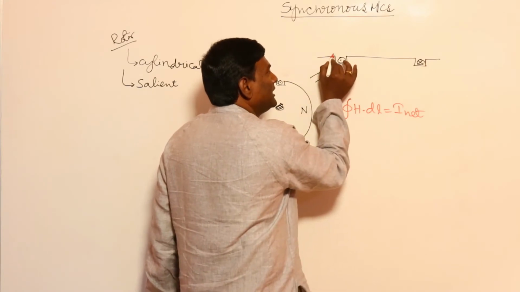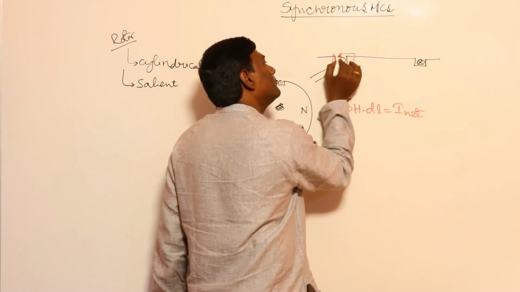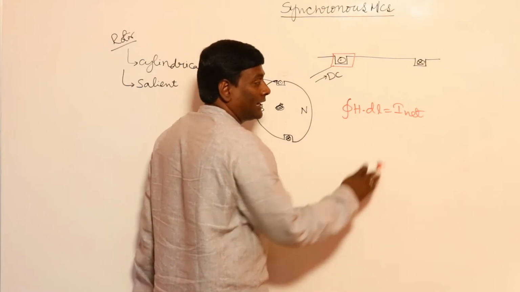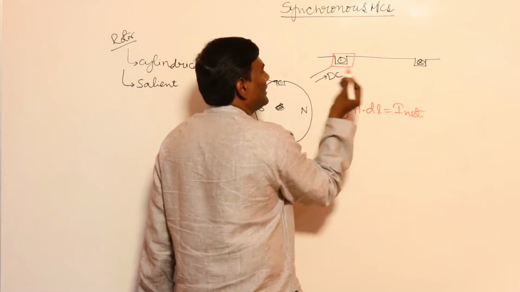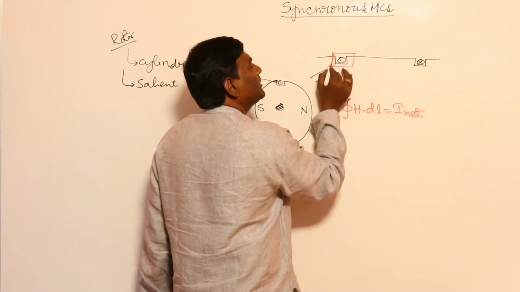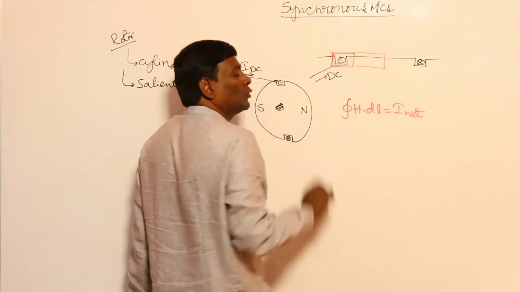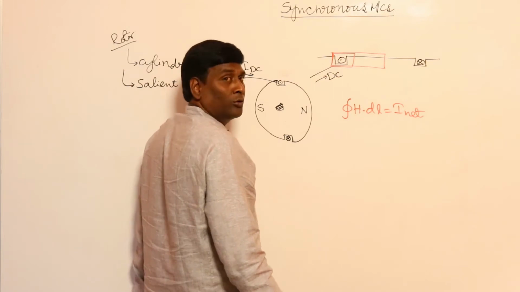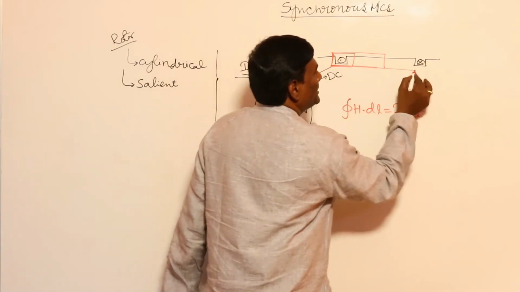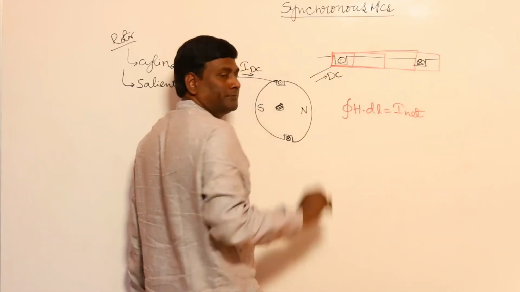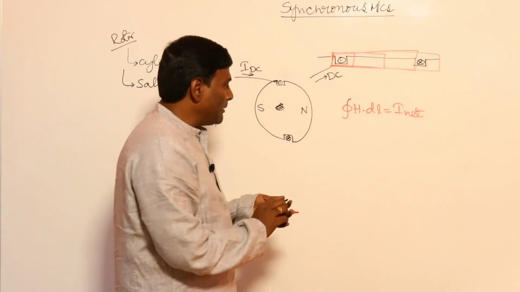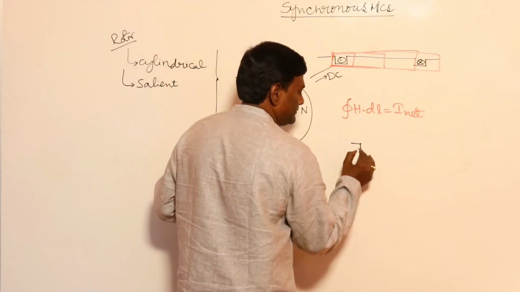For example, if I take a closed path, how much is the current? The net amount of current in the closed path is going to be I, the field current. From here to here, if I take a closed path, how much is the current enclosed? Same. How much is the current enclosed? Same. How much is the current enclosed? 0.